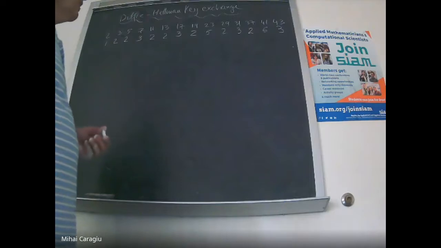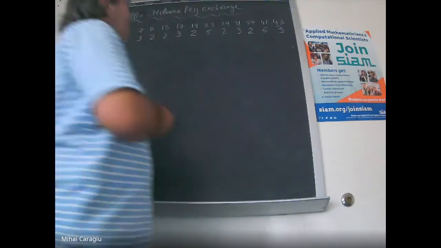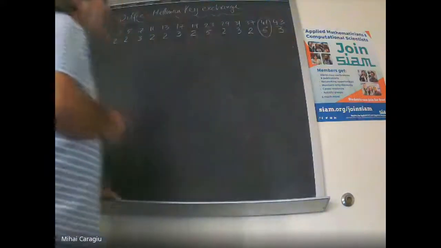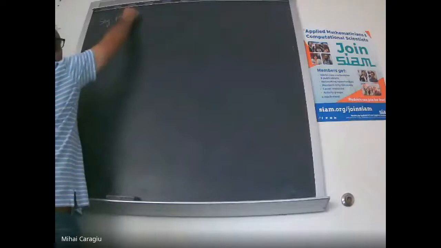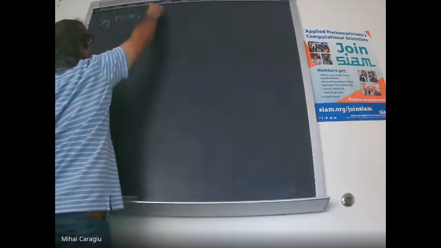Okay, so now let's try to cherry pick. Let's pick among those primes the case with the largest primitive root. So 6 is the primitive root modulo 41, and let's take this to be p and g. So say p equals 41 and g equals 6, which you know is the least primitive root modulo the prime p, 41.